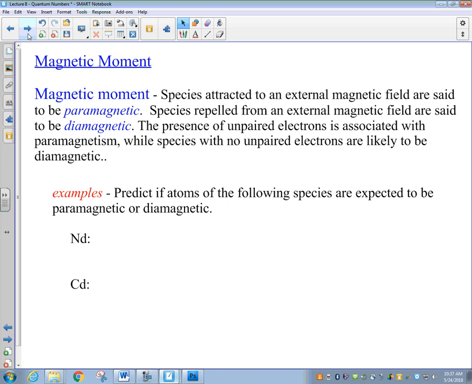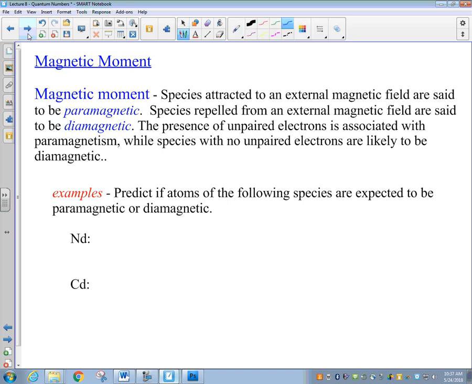And the reason why atoms end up as either being defined as paramagnetic or diamagnetic has to do with the pairing of electrons in terms of their opposite spins. If you think about it, an electron is a charged particle, and as you might remember from your physics days, from your laws of magnetism, moving charges generate magnetic fields.